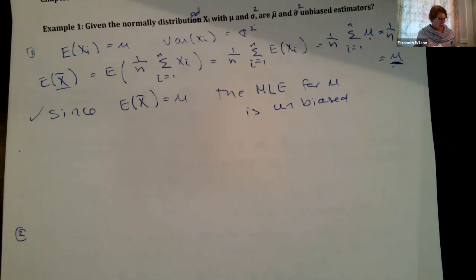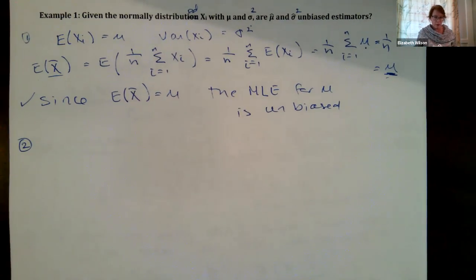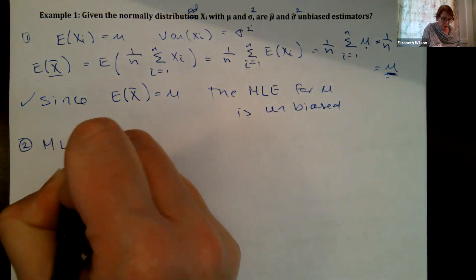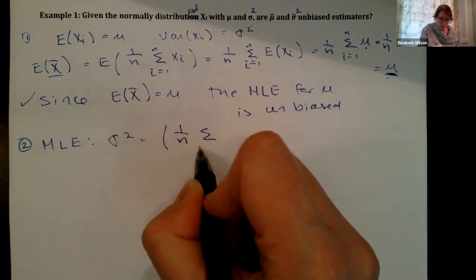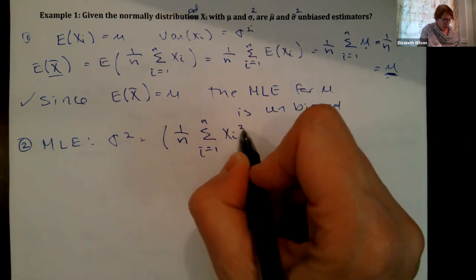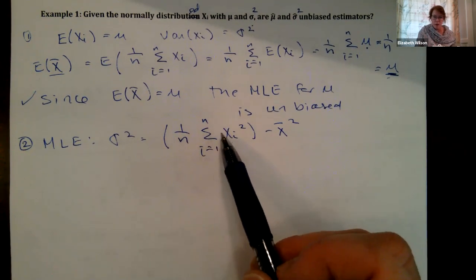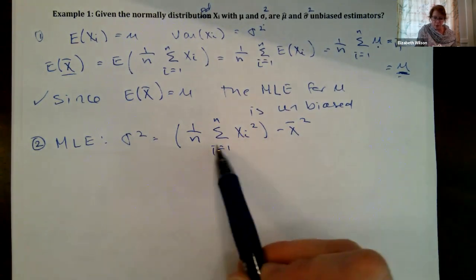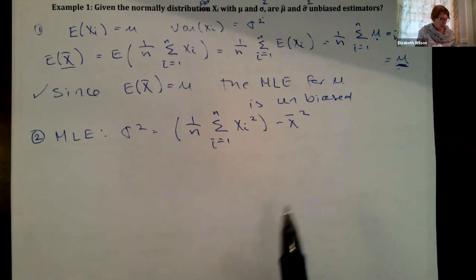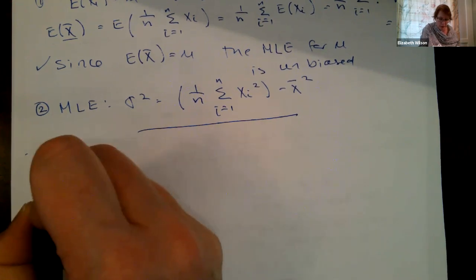Okay, that's good. Now let's take a look at our variance. Our maximum likelihood estimate for our variance, sigma squared, is equal to 1 over n, sum i equals 1 to n, of x sub i squared minus x bar squared. We're plugging in our values, and this is our maximum likelihood estimate for sigma squared. We're going to plug this in and take the expected value of that.